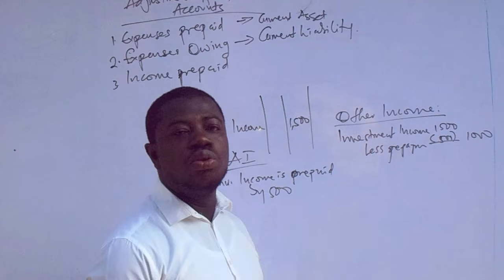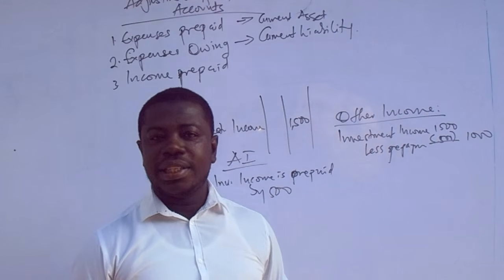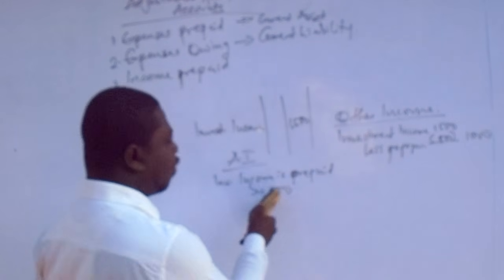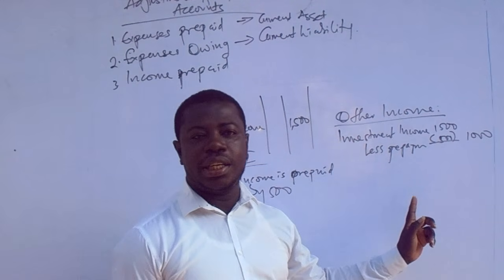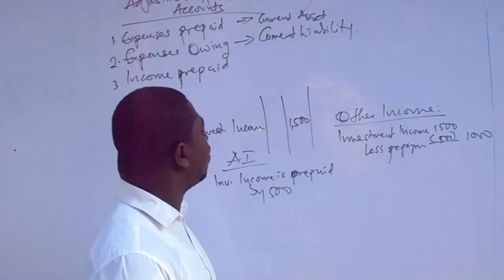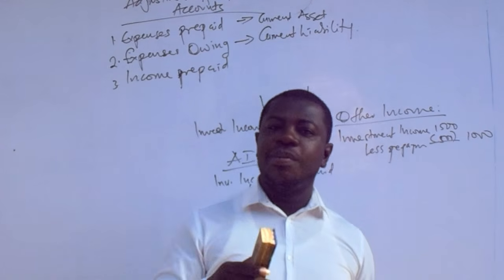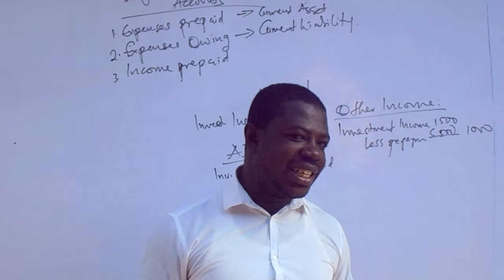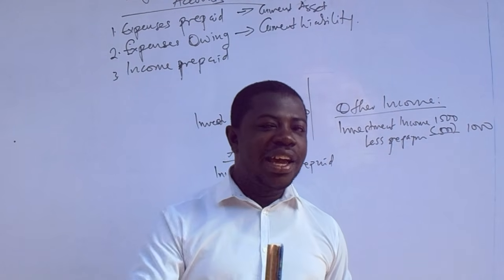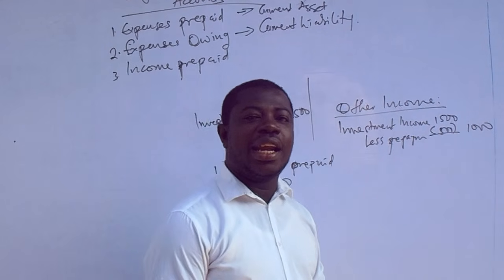Now when we get to the second treatment, I told you it should have two treatments. The first treatment for this 500 is that we have subtracted it from the investment income in the income statement. But when we get to the statement of financial position, this investment income, because we have not earned it, but it has been paid into our account, we have gotten it. It is an unearned revenue, and unearned revenues are liabilities.